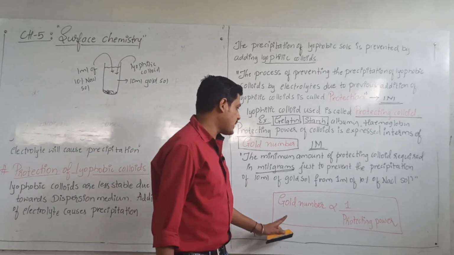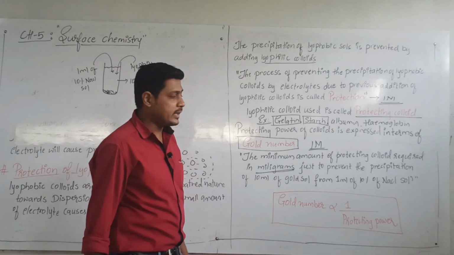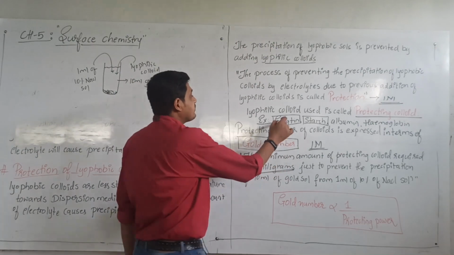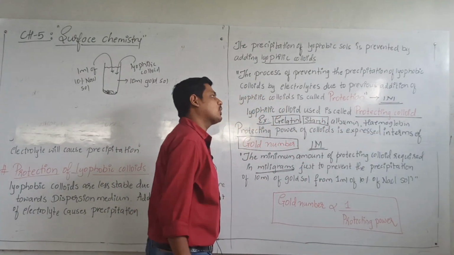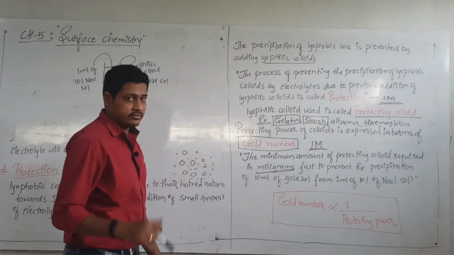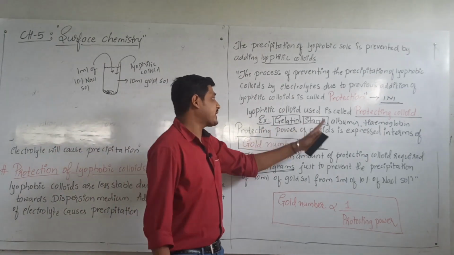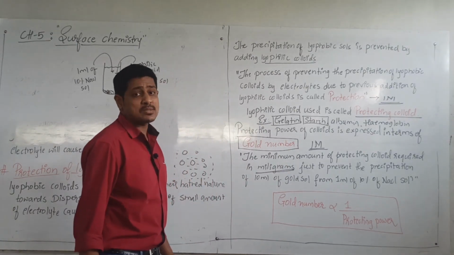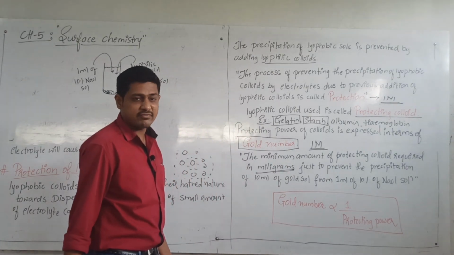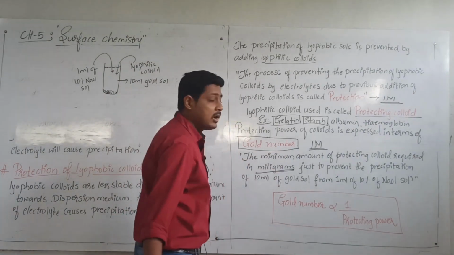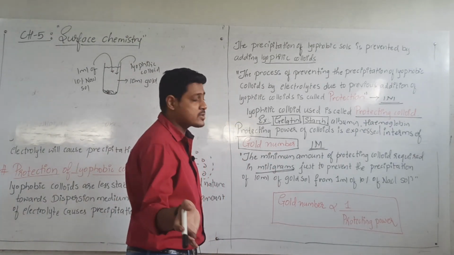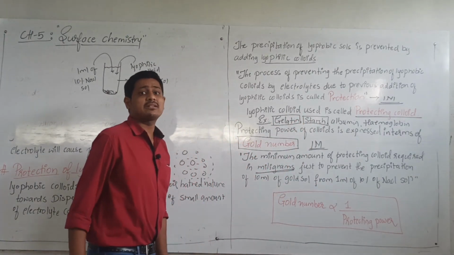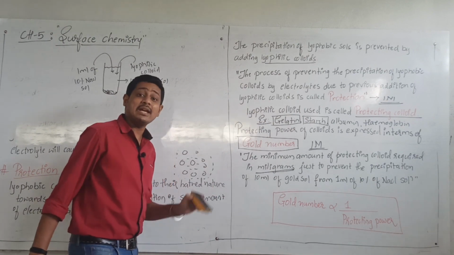From competitive examination point of view, this relationship is very important. They will give you different protecting colloids serially, along with their gold numbers, and they will ask you whose protecting power is more. Then how do you identify? The lesser the gold number, the higher the protecting power. Here one hint is that among all the protecting colloids, gelatin has the higher protecting power, which means its gold number will be less.